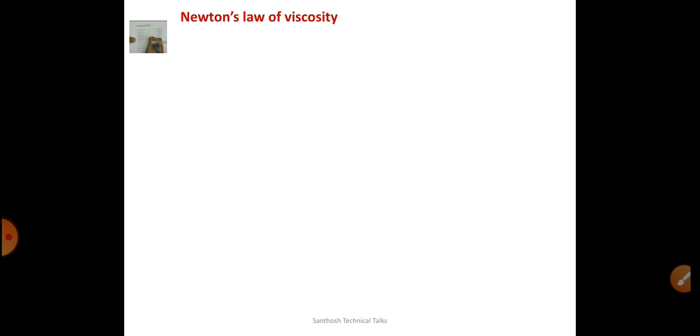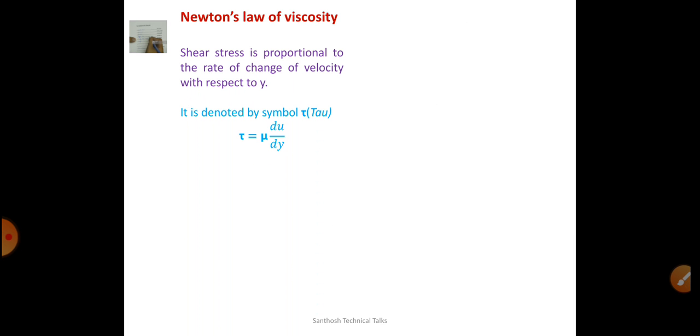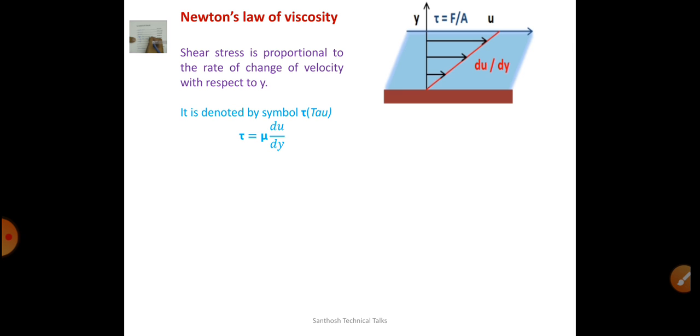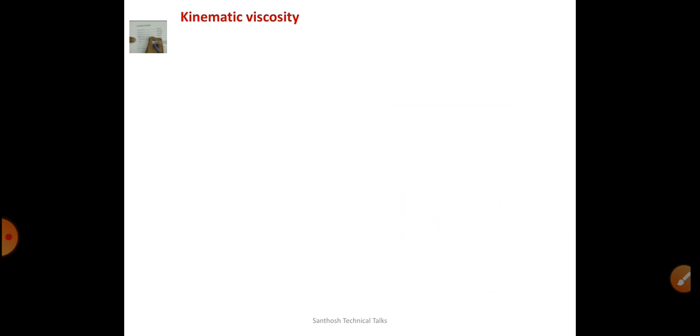Here, as per Newton's law of viscosity, the shear stress is proportional to the rate of change of velocity with respect to y. It is denoted by tau. You know that tau is equal to mu into du by dy. So this is Newton's law of viscosity. If any fluid obeys Newton's law of viscosity, it is called a Newtonian fluid. If it does not obey Newton's law of viscosity, it is called a non-Newtonian fluid. That you have to understand.